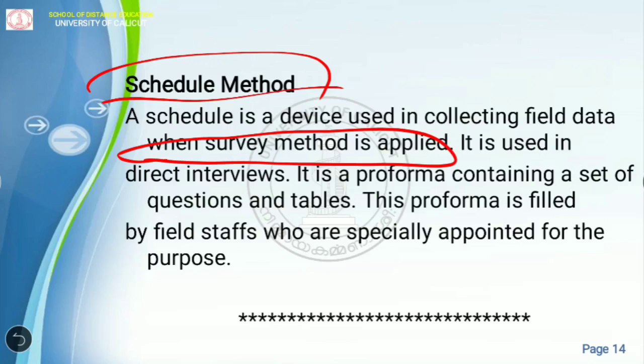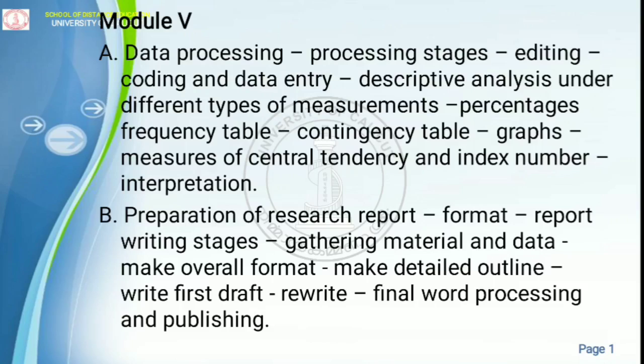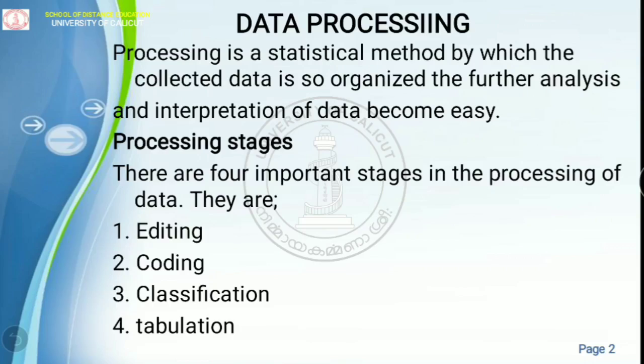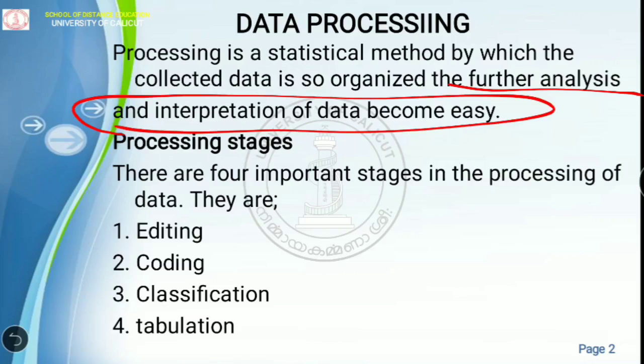Okay, thank you. Our fifth module includes two parts. One is data processing, and the second is preparation of the research report. Firstly, we move to data processing. Processing is a statistical method by which the collected data is organized for further analysis and interpretation of the data. So we have collected the data, and it should be processed, for further analysis and interpretation and for reaching a conclusion.